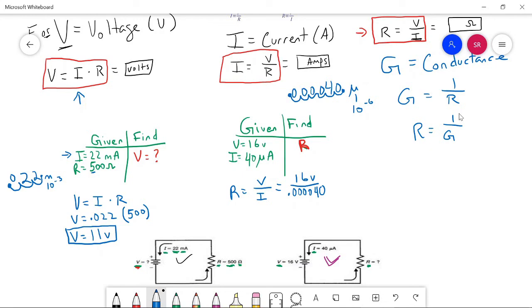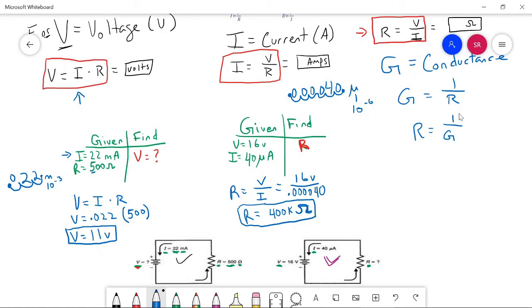What do we get? Did you guys get it? Did you figure it out? What did you get for resistance here? Well, I got 400k ohms. Alright, that's what I got. Is that what you got? Well, please verify. Maybe you got 0.4 mega ohms. That would also be correct.